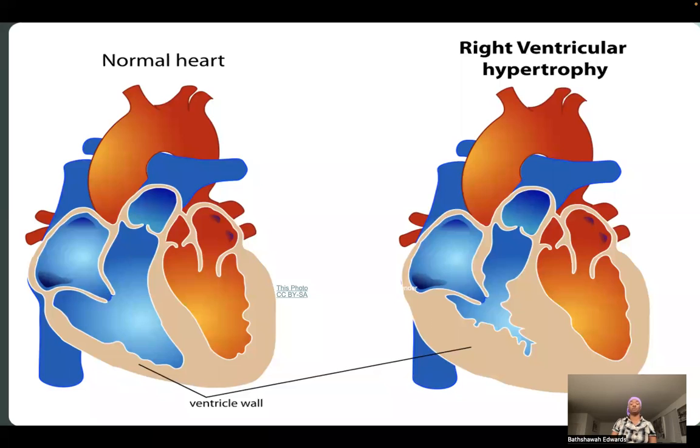Here is a picture of a normal heart, and on the other side is right ventricle hypertrophy, which is also known as dilated cardiomyopathy.